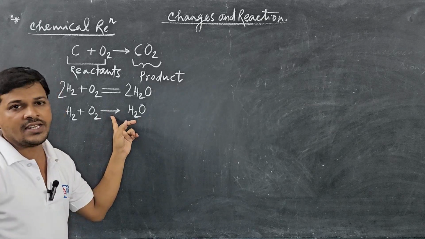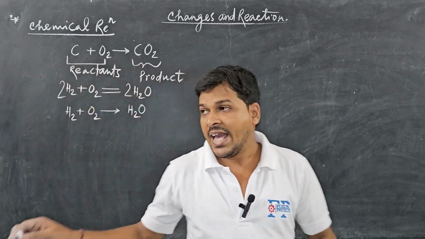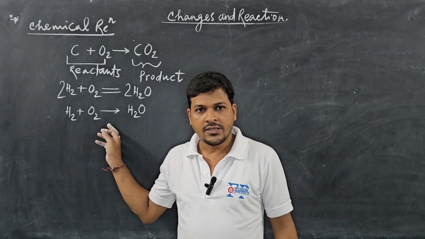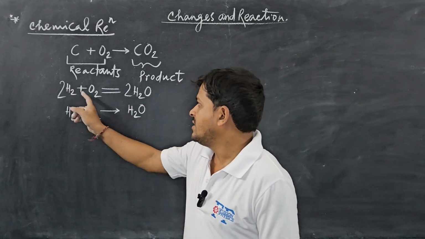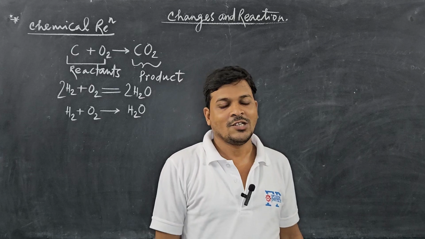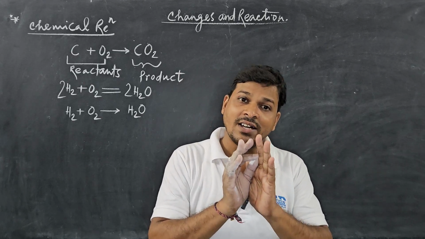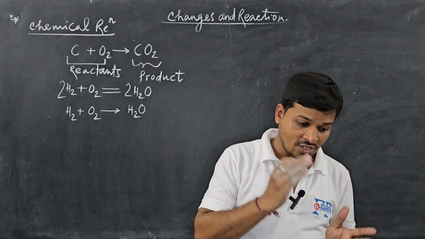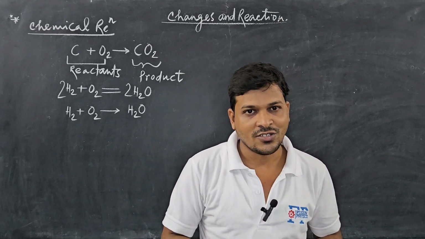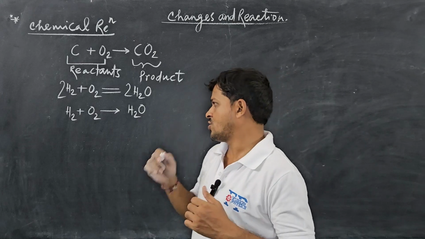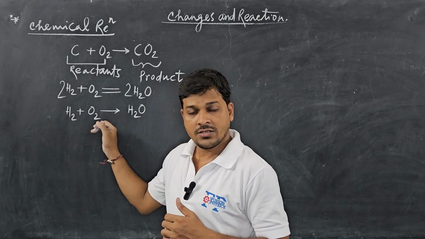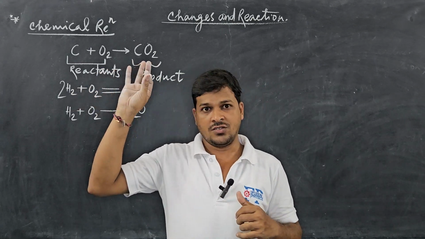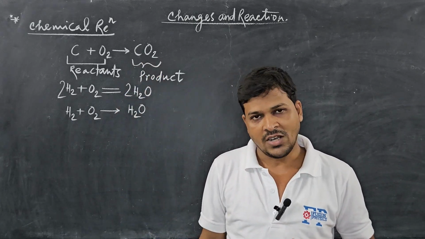An unbalanced chemical reaction is represented by the arrow sign between the reactant and product, but a balanced chemical reaction is represented by the equal sign. So only by seeing the symbol given between the reactant and product, we can say whether the equation is balanced or unbalanced. And if it is unbalanced, then you have to balance it to obey the law of conservation of mass.